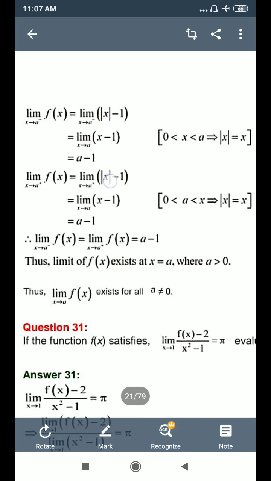For all negative numbers, we'll take this as a function for the left hand limit as well as the right hand limit. This is for all positive numbers. We'll take this as a function when x is greater than 0, meaning for all positive numbers.